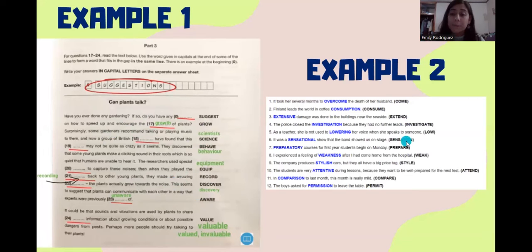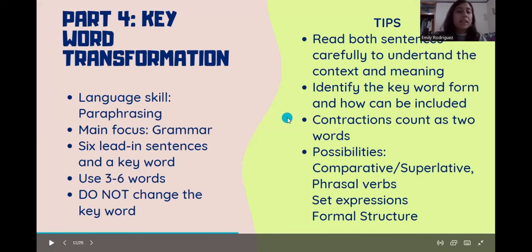In example number 2, the same happens. For example, in number 4, the police closed the investigation, the article, investigation. And also in number 9, the example of an adjective. The company produces a stylish car. So in this case, we have cars, that is a noun, and before a noun, we need an adjective to describe those cars. Then we have in part number 4, keyword transformation.